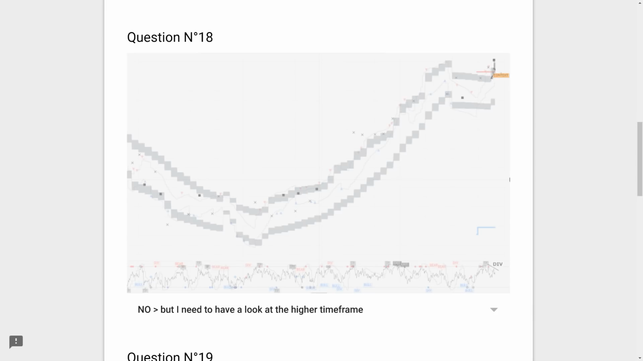23% have been saying I need to have a look at the higher time frame. That's definitely, to me, the most reliable answer to give here. Some 26% of you, which is just a bit ahead of other answers, said yes, but only for experienced traders. And I absolutely disagree with that. That's not even a trade for an experienced trader in here.